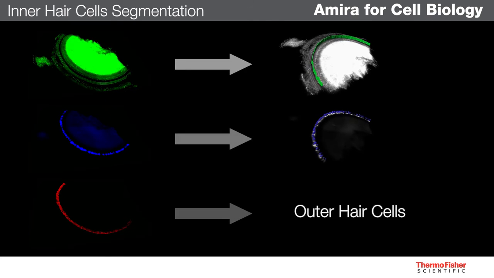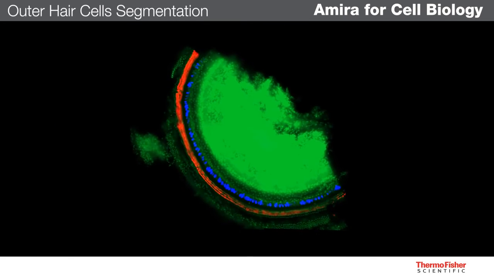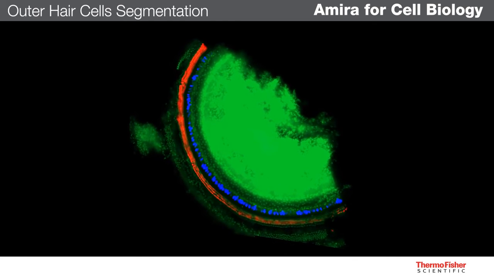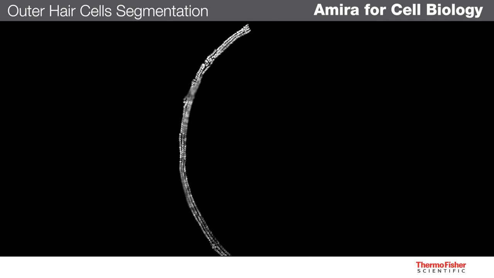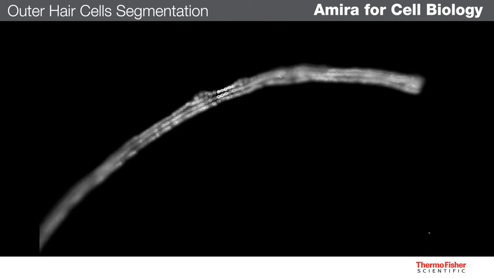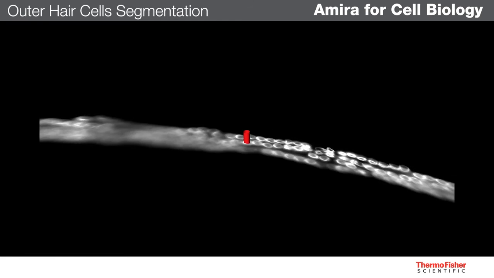Next, we can use the red channel to segment the outer hair cells. The smaller, densely packed outer hair cells are more difficult to segment using a threshold-based algorithm. In this case, we can use a correlation algorithm instead. Each cell can be modeled with a short template cylinder with a given outer and inner radius.